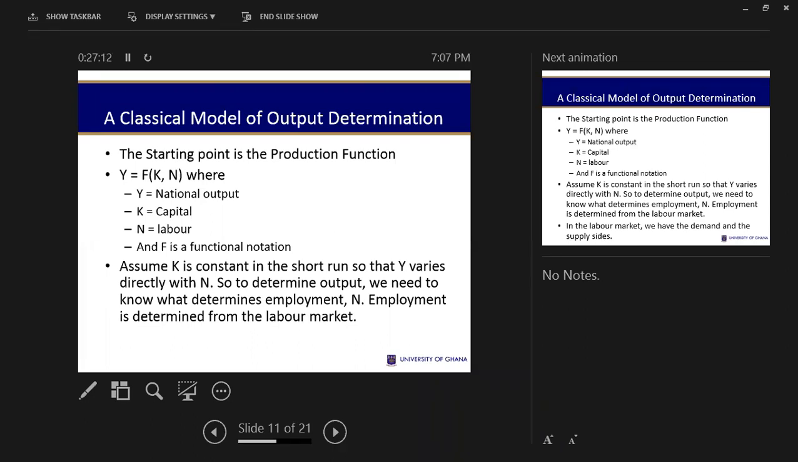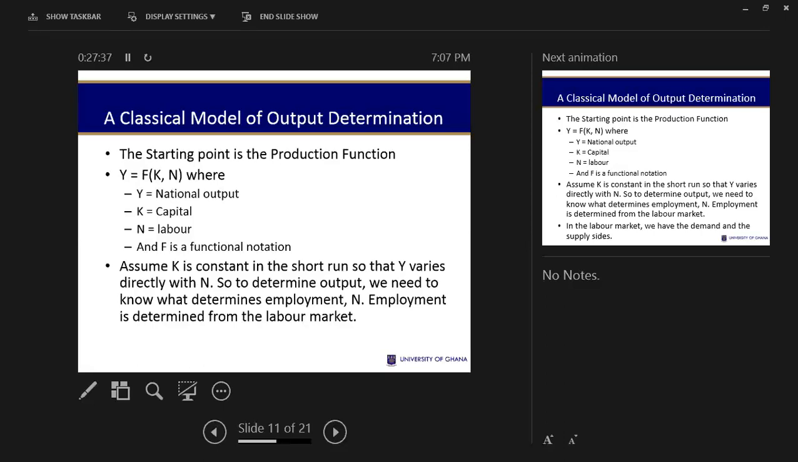If you want to know Y, then you need to know N, since Y depends on N. I hope you understand what I'm saying. If Y depends on N and you want to know the value of Y, then of course you need to know the value of N. When we know the value of N, then we can always get the value of Y. So now our job is to determine the equilibrium N.